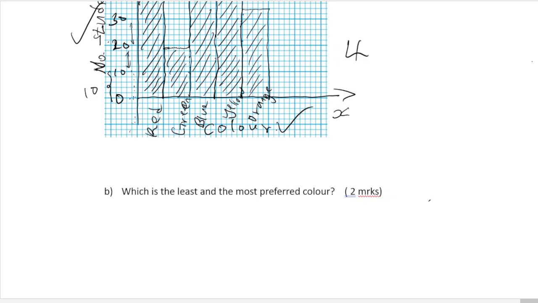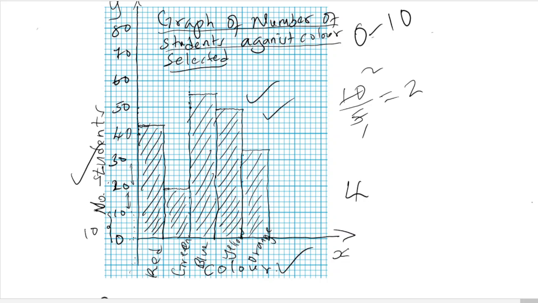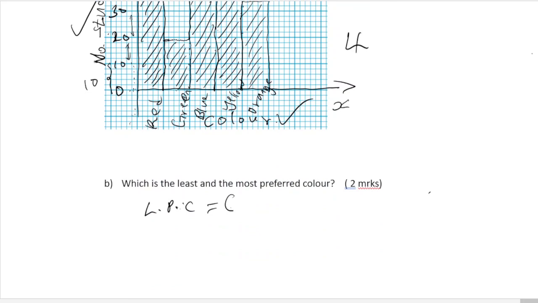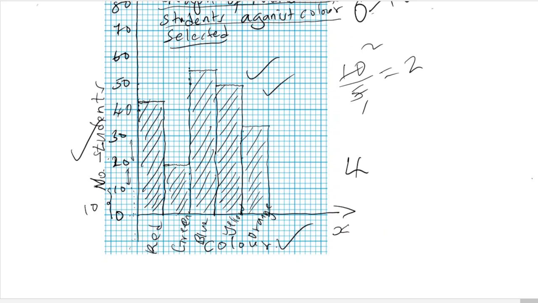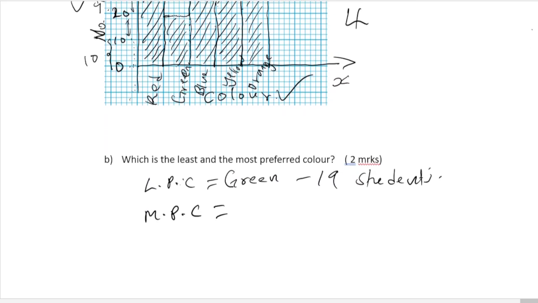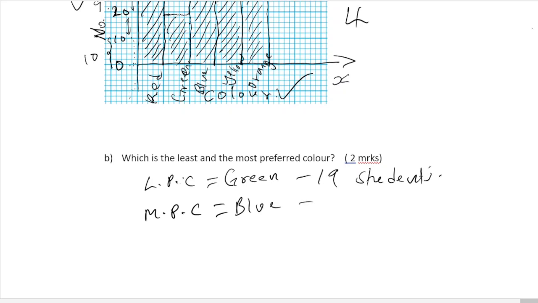Then we go to the last question, which is the least and the most preferred color. The least preferred color is the one with the lowest bar. You can see it is green. It has the smallest bar, so the least preferred color is green, with 19 students. The most preferred color is the one with the biggest bar, and it is blue, with 55 students. So that is our question, and thank you for watching.